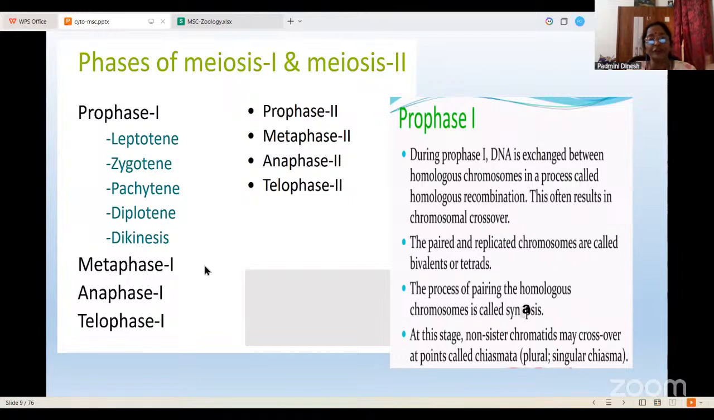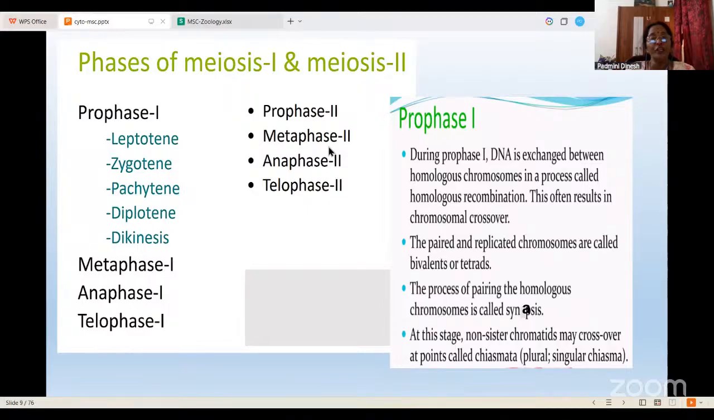metaphase, anaphase, telophase. Thankfully, mitosis and meiosis have the same names, that is prophase, metaphase, anaphase, and telophase. The only difference is what is happening in mitosis and what is happening in meiosis, which you'll have to understand. And I want you all to pay attention to what is happening in the prophase stage of meiosis 1. When we write 1 over here, that means I'm talking about meiosis 1, and if you write 2, I'm talking about meiosis 2. This is how you differentiate between meiosis 1 and meiosis 2.